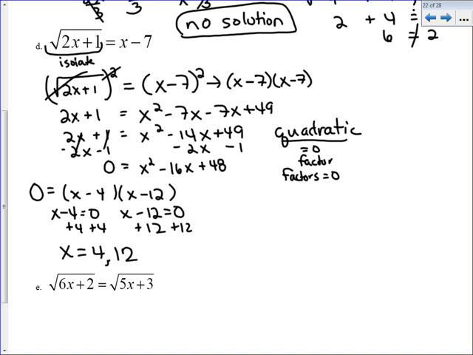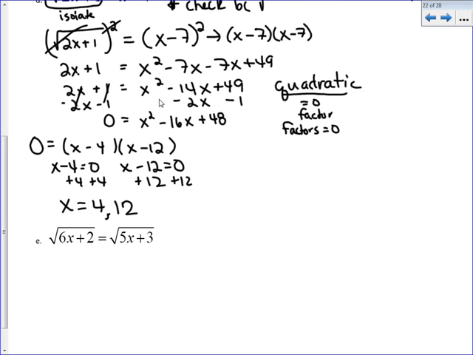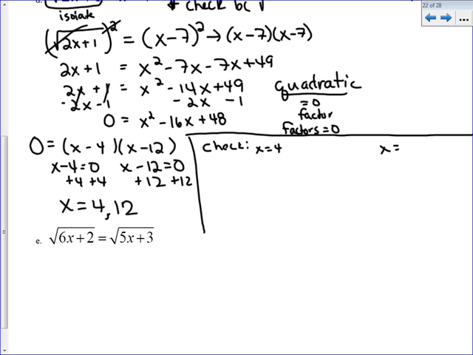Do I have to check in this problem? Yes. Why do I have to check? Square root. So we're going to check it because it's a square root. Again, cube roots you can get away with not checking. Square roots, fourth roots, you'd have to check. Now, I'm going to actually have two different checks. I need one check for x equals 4 and a separate check for x equals 12.